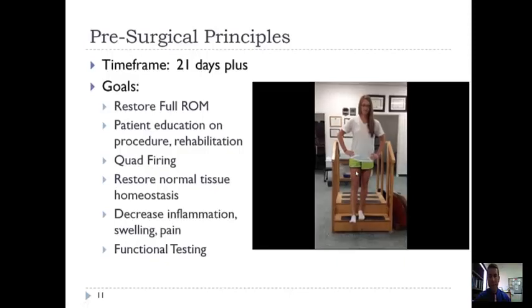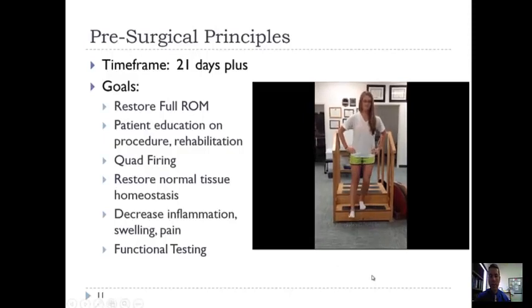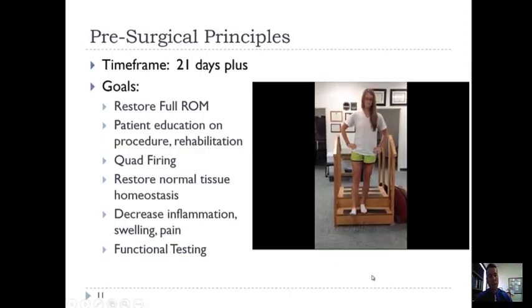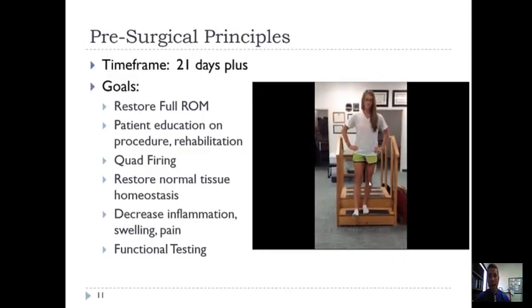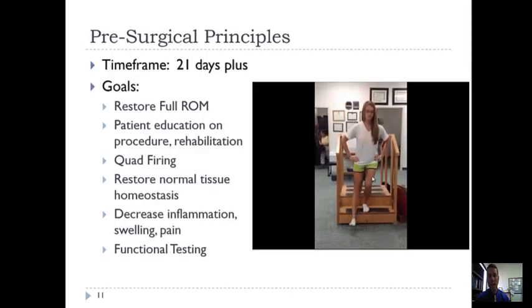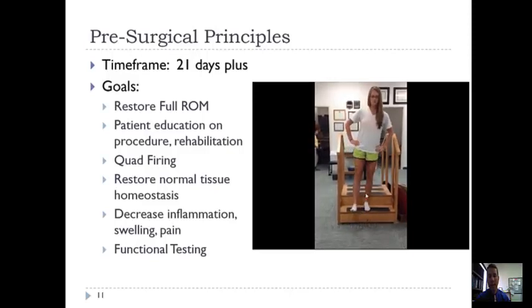Here's an example of just some functional testing. We'll do a single leg step down test where the patient is stepping forward off of a step and we're looking at that knee valgus position. We do that just to identify motor control impairments at the hip or at the foot and ankle. We'll test a little further.